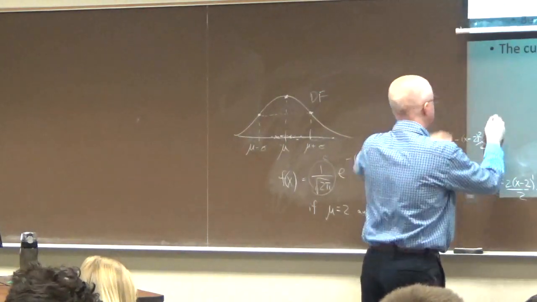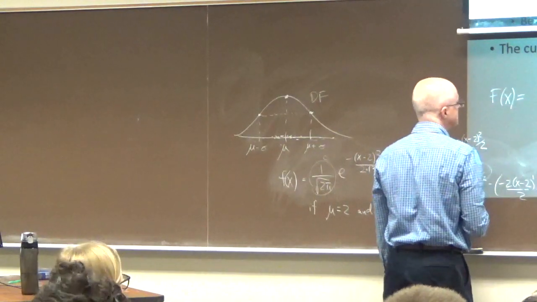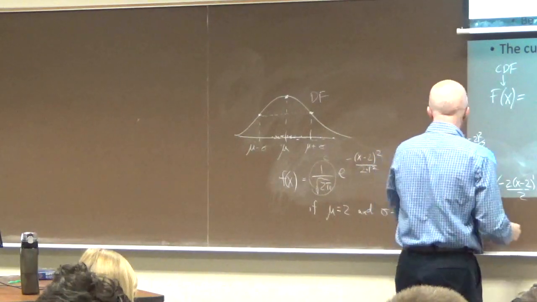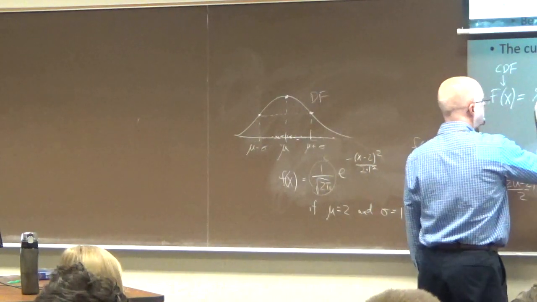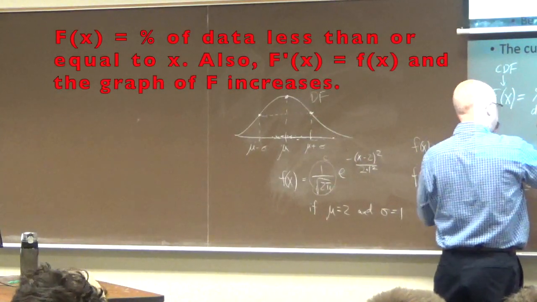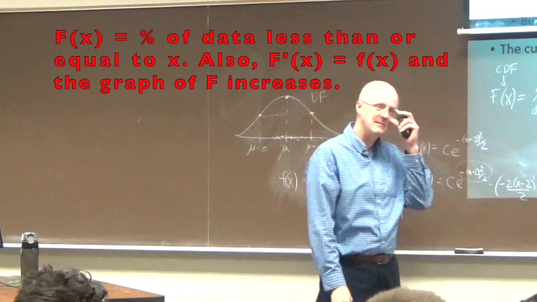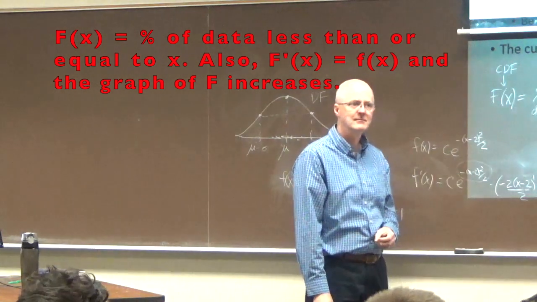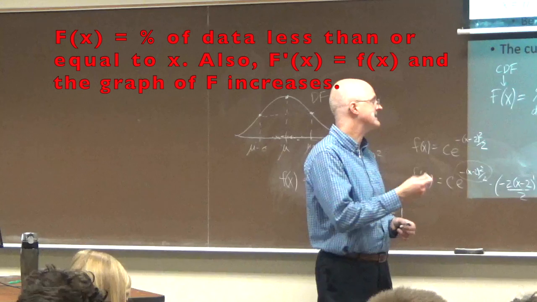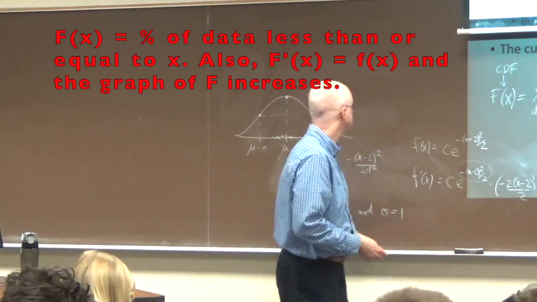And you can even write this kind of equation. This is probably worth writing in your note card. Capital F of x, the CDF, cumulative distribution function, is the percent of data less than or equal to x. Approximately. These are models. Or you could actually think of it as a probability as well. It's the probability that the next data point will be less than or equal to whatever x is. It's an antiderivative of little f.